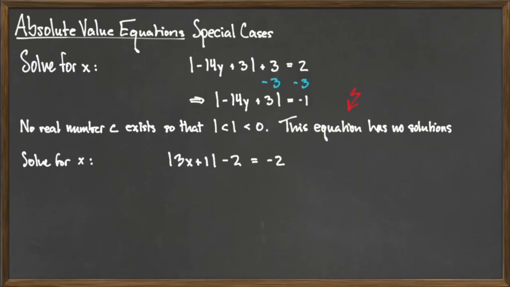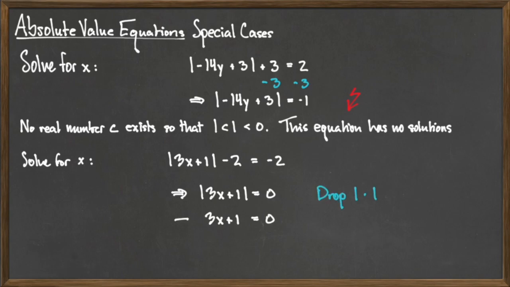Now, in our next example, solve for x in the equation absolute value of 3x plus 1 minus 2 equals -2. By adding a 2 to both sides, we get the equation absolute value of 3x plus 1 equals 0. 0 is the only real number that's neither positive nor negative. I can't split this into two equations where I have a positive and a negative version. The nice thing about this case is that I get to just drop the absolute value signs and solve the equation 3x plus 1 equals 0 and get a solution of x equals -1/3.